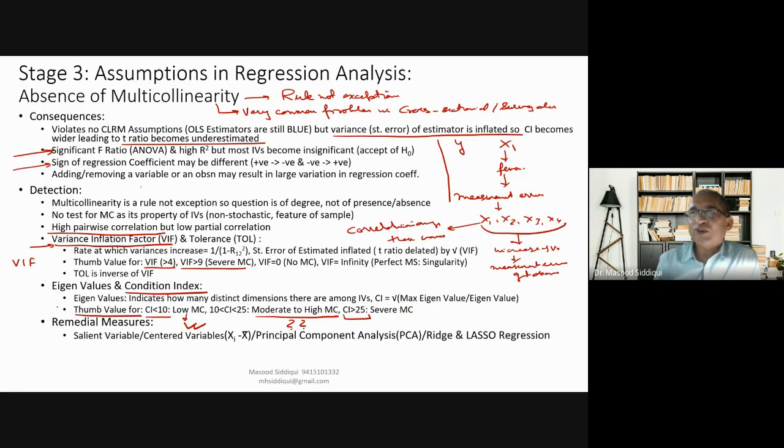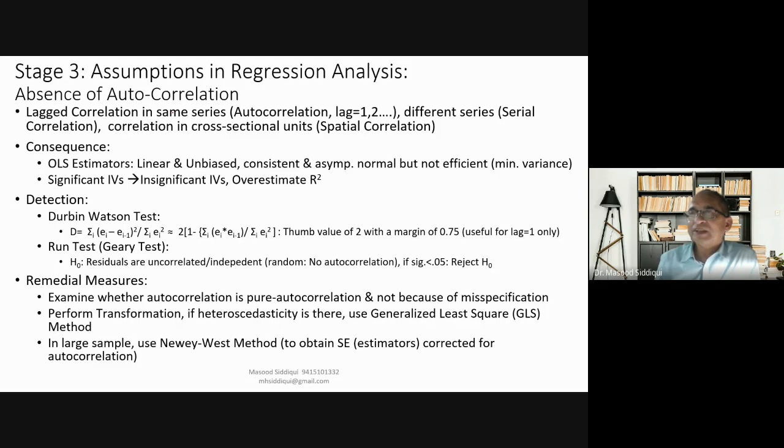After that, autocorrelation. How do we check the autocorrelation? There are a number of tests, but because of the paucity of time, we are discussing the Durbin-Watson test. Here, what is the thumb value? Thumb value is 2 with a margin of 0.75, means 2 plus minus 0.75. It means if the Durbin-Watson statistic lies between 1.25 and 2.75, we say that our data has negligible or low autocorrelation.